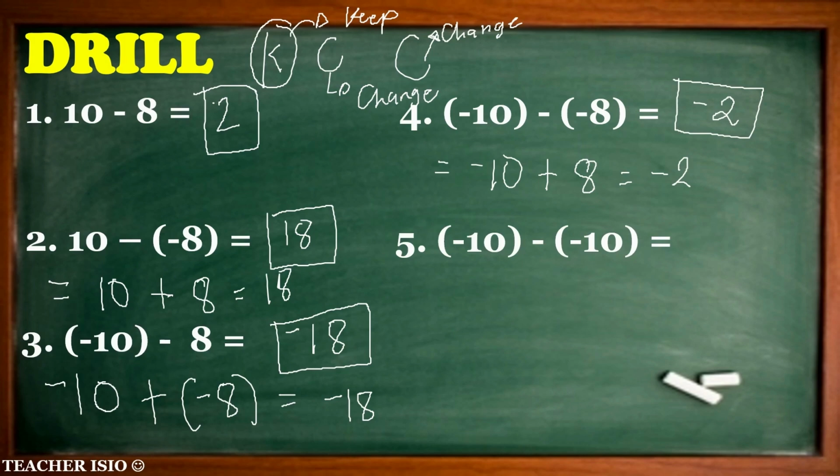Again, keep the minuend. Just bring down negative 10. Change the subtraction into addition. Negative 10 changes sign, we have positive 10. So, negative 10 plus positive 10, we have 0. Therefore, negative 10 minus negative 10, the answer is 0.